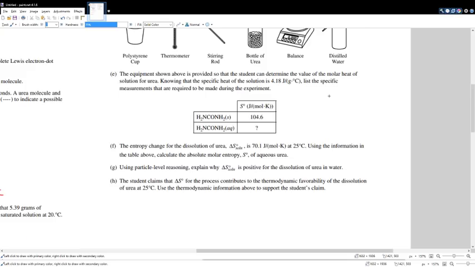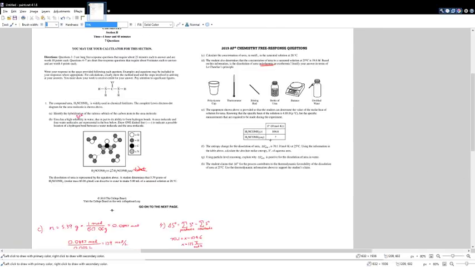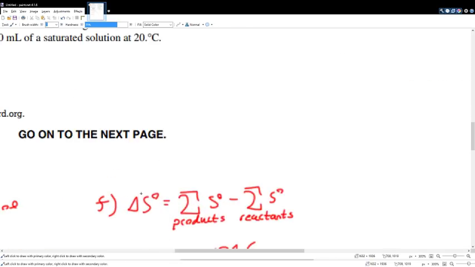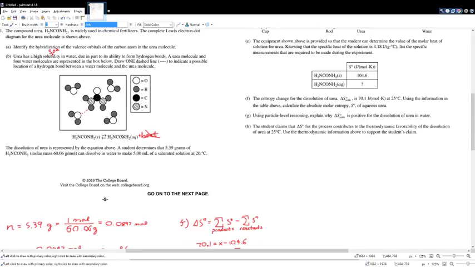So that's part E. And part F says the entropy change for the dissolution of urea is 70.1 joules per mole Kelvin at 25 degrees Celsius. Use the information in the table above. Calculate the absolute molar entropy of aqueous urea. So there's a formula in your formula sheet. Delta S is the absolute molar entropy of the products minus the absolute molar entropy of the reactants, the sum of both of those individually. And the products is just one, right? So the sum of one thing is just one thing, which is the molar entropy of aqueous urea.